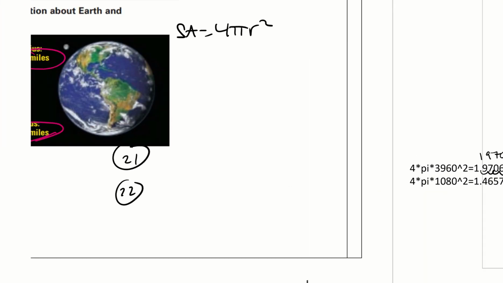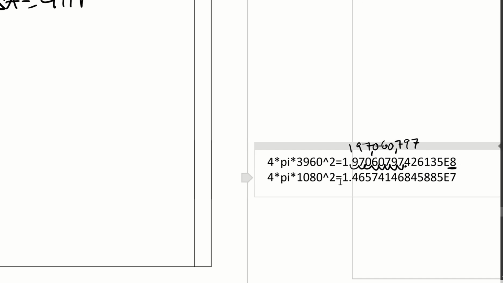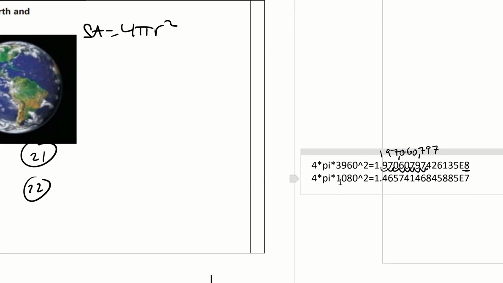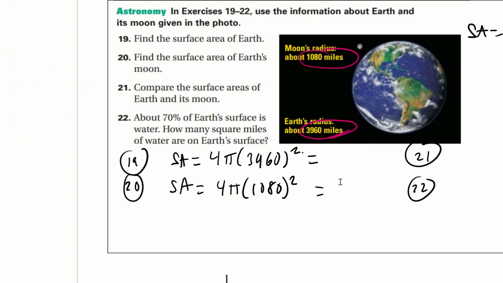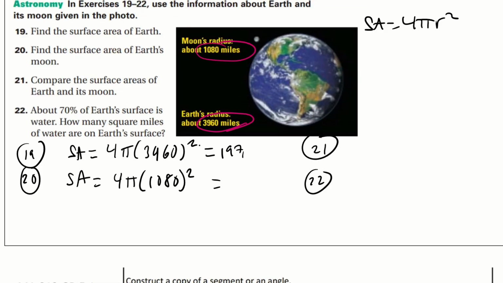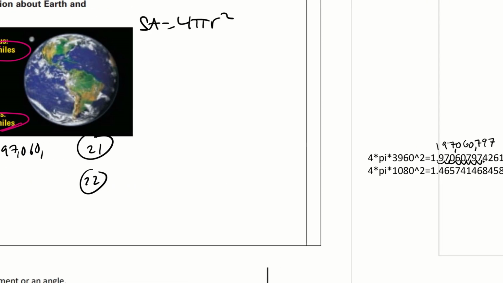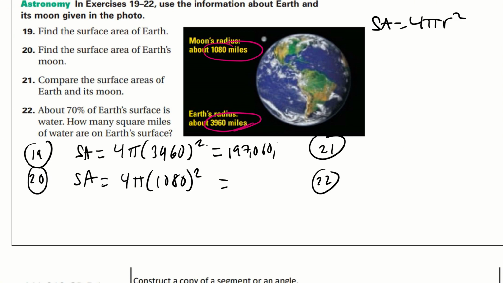So do they want us to round it? It doesn't actually specify, so we're going to round it to the nearest whole number. So we get 197,060,797 square miles. Okay, so that makes sense based on how big the Earth is. So we're going to write that: 197 million, 60,000, 797 square miles. So miles squared.